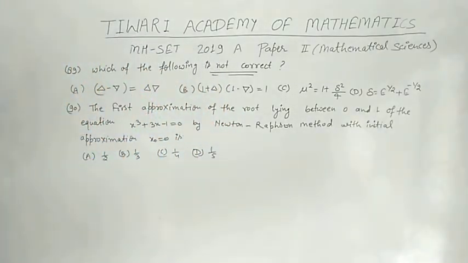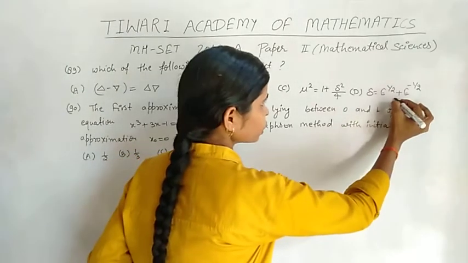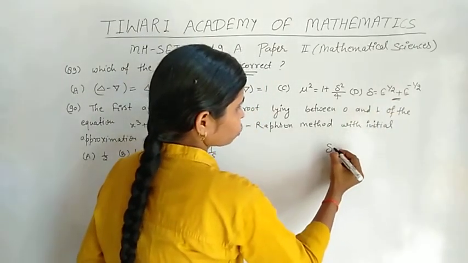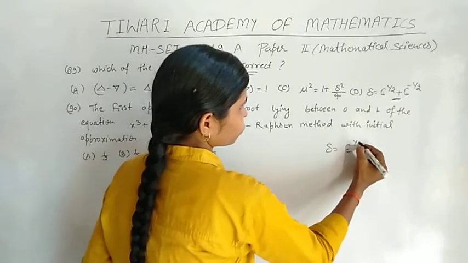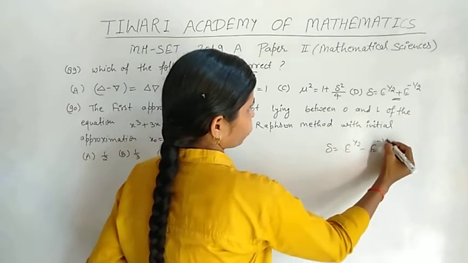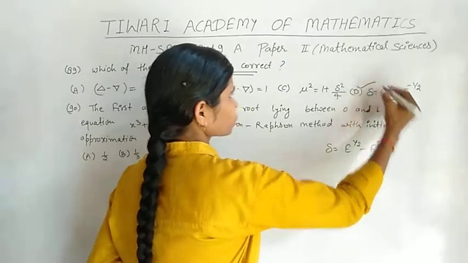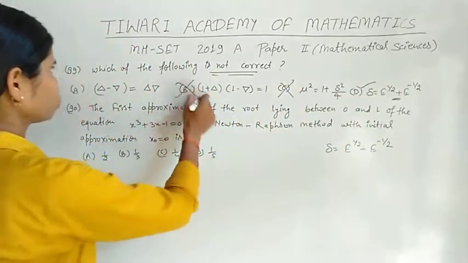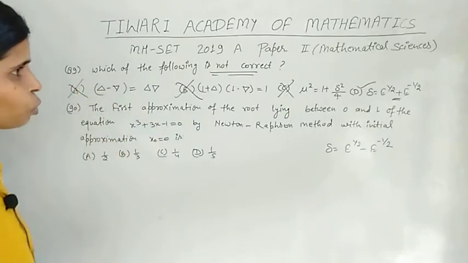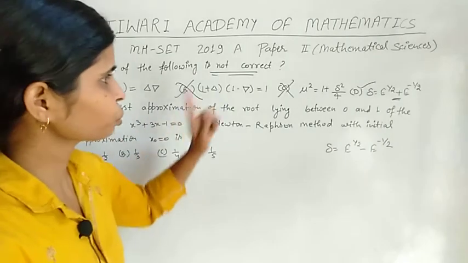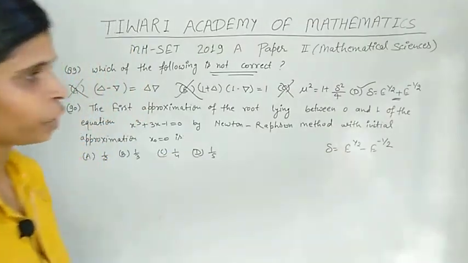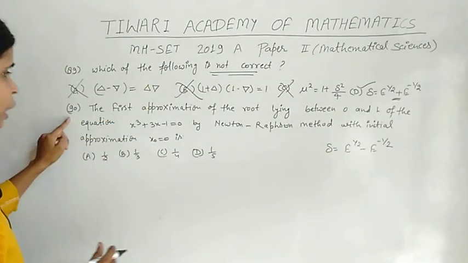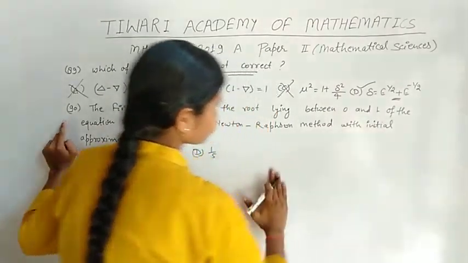1 by 2. But we know that del is equal to e raised to power 1 by 2 minus e raised to power minus 1 by 2. So option D is a wrong option, C is a true option, B is a true option, and A is also a true option, and the wrong option is option D. So we pick option D. Okay, next question, question number 90.